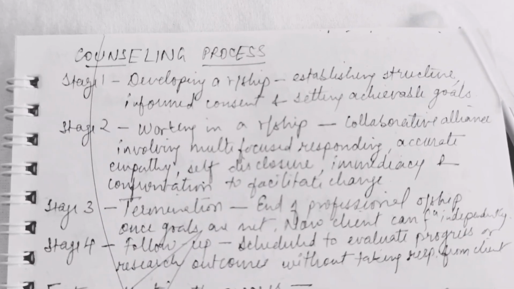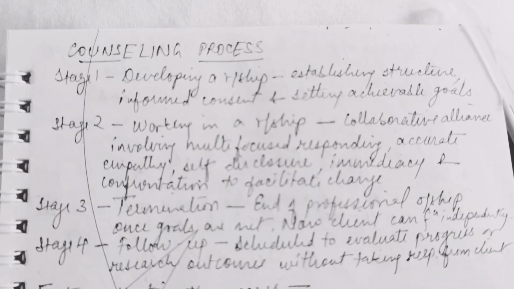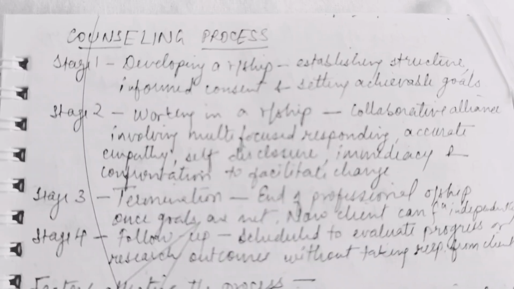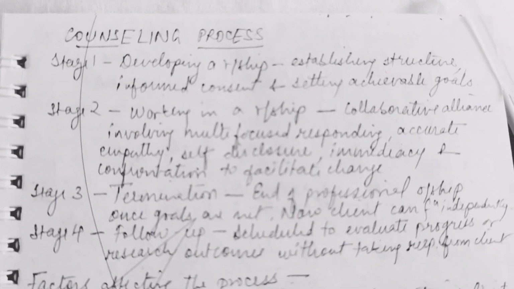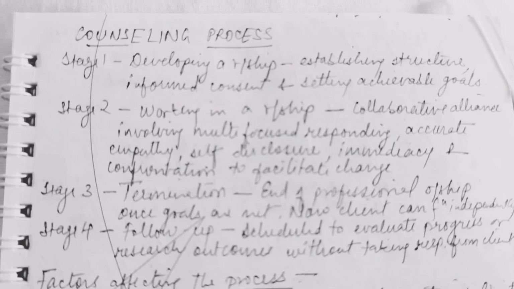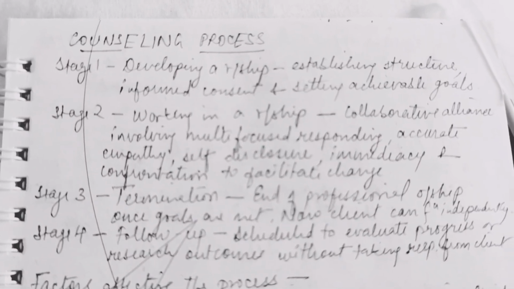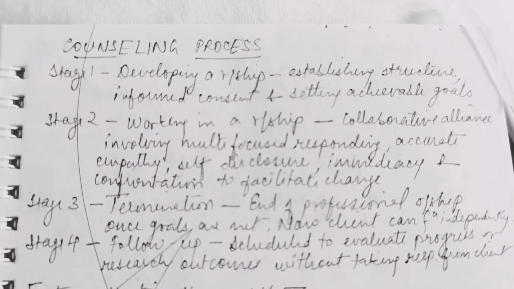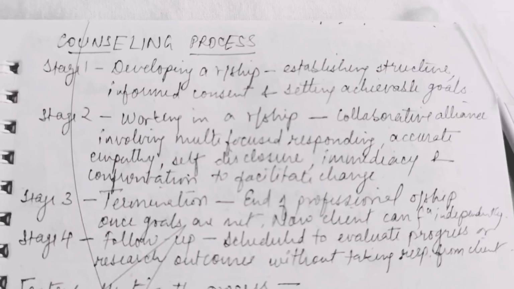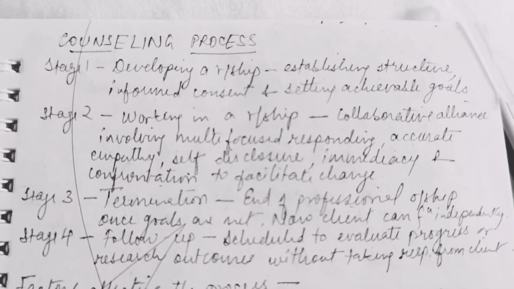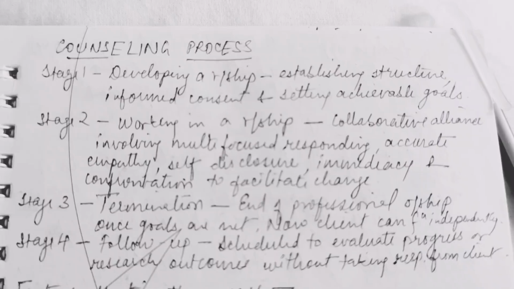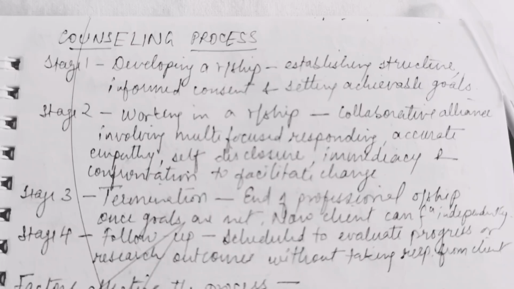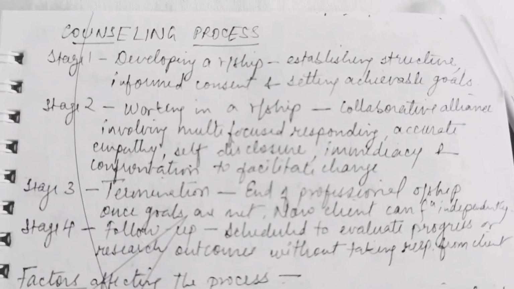The second stage is the working in a relationship stage. So once the relationship is built, we should understand that counseling itself is a professional relationship that exists between the client and the counselor. And why is this relationship required? This relationship is required to overcome the problems that the client is facing. So it's a collaborative alliance which involves multi-focused responding. So we might be focused on to the client's problem from multiple angles over here, and from multiple disciplines we may have to look at the problems of the client.